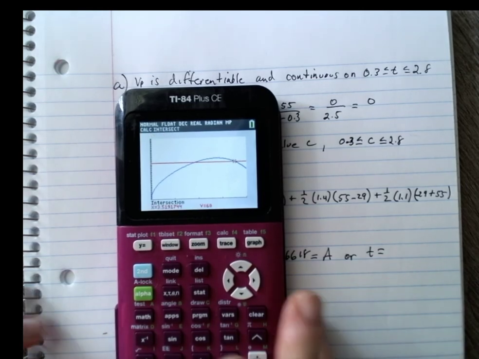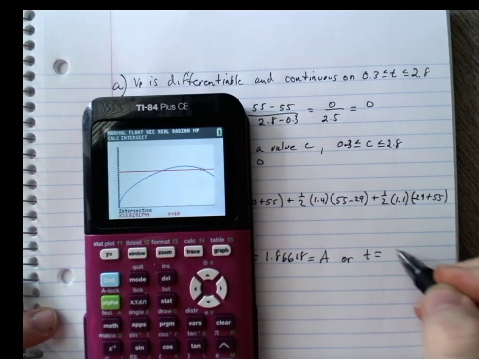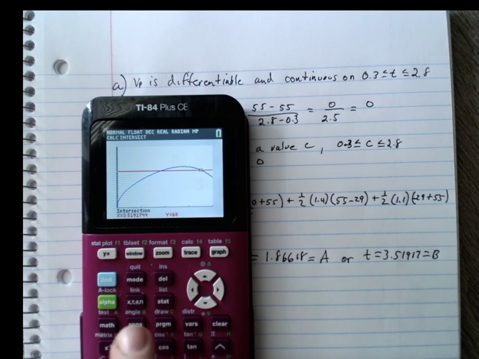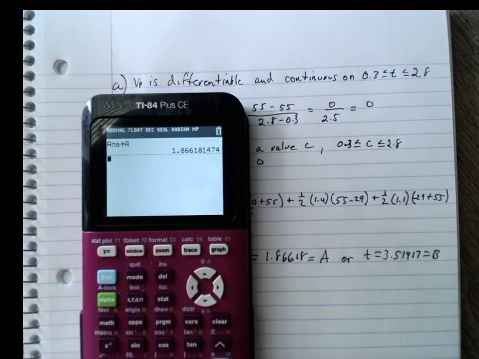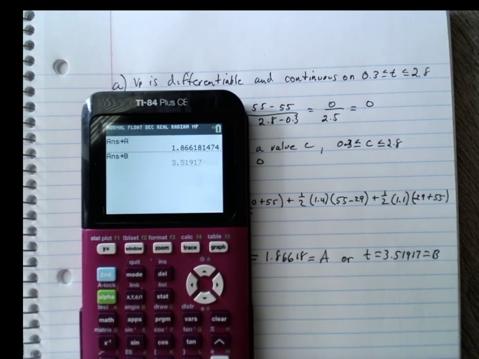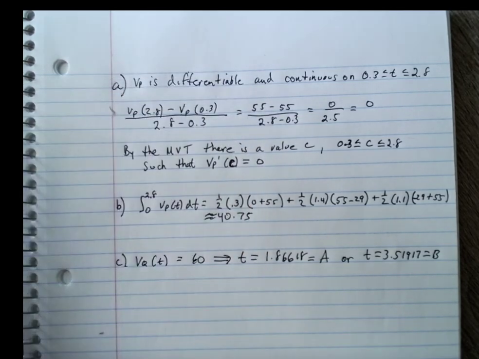Let's go ahead and write this down. 3.51917, and I'm going to store that in B. I'm going to need that for my integral later on. So I exit out of this. I hit store alpha B, and I got those two values stored.